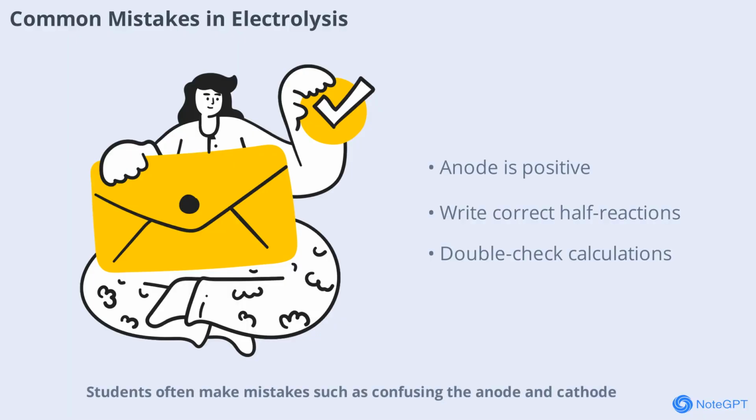Students often make mistakes such as confusing the anode and cathode or misidentifying the products formed at each electrode. It's important to remember that the anode is positive in electrolysis and to carefully write the half reactions for each electrode. Double-checking your setup and calculations can help avoid these common errors.